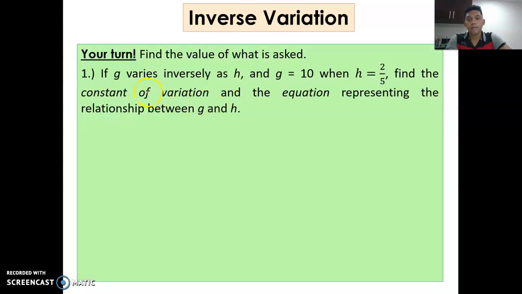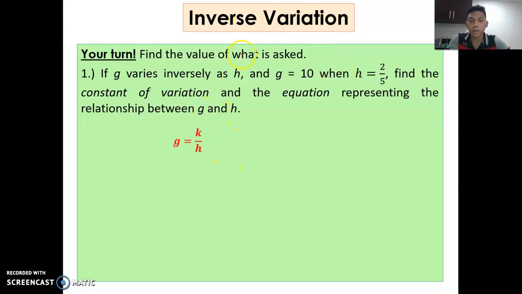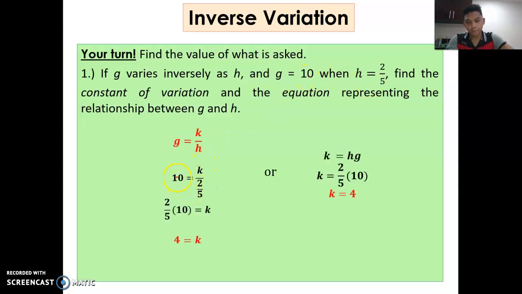Alright, let's try this time. If g varies inversely as h and g is equal to 10 when h is 2/5, find the constant of variation and the equation representing the relationship between g and h. Our first step is to write the translation of the variation statement: g is equal to k over h. And then we replace g, which is 10, and h is 2/5. Then cross multiply. So 2/5 times 10, you just cancel this. This will be 2, this will be 1. So 2 times 2 is 4. That is why our constant is 4.